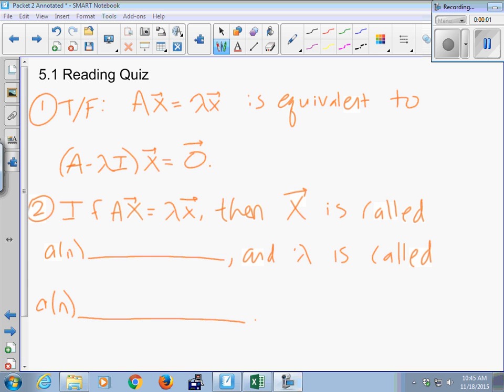Ax equals lambda x is equivalent to A minus lambda I times x equals 0. True, that just makes sense. You just manipulate: subtract lambda x from both sides, factor out an x, and you get A minus lambda I. Okay, if Ax equals lambda x, then x is called an eigenvector, and lambda is called an eigenvalue.